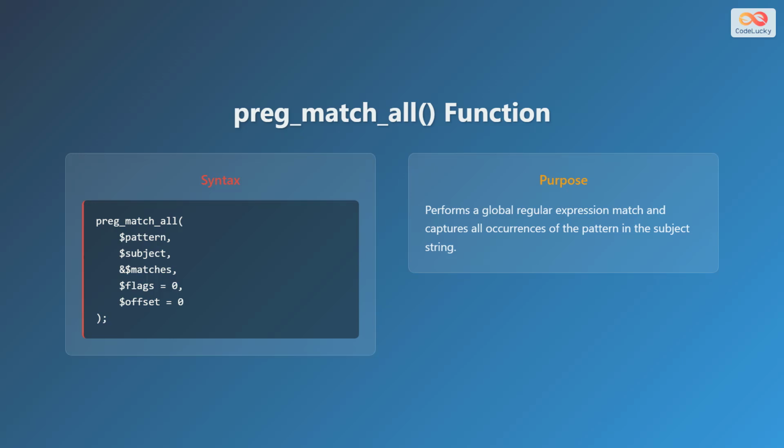Preg_match_all takes 5 parameters. The first is $pattern, which is the regular expression pattern to search for. The second is $subject, which is the input string to search within. The third is $matches, which is a variable where all the matches will be stored as an array. The fourth is $flags equals 0, which is an optional parameter to modify the matching behavior. The last is $offset equals 0, which is an optional parameter to specify the starting position for the search. The purpose of this function is to find all instances that match your regular expression in a given string, making it invaluable for tasks like parsing logs or extracting data.